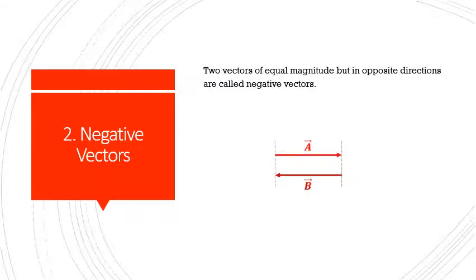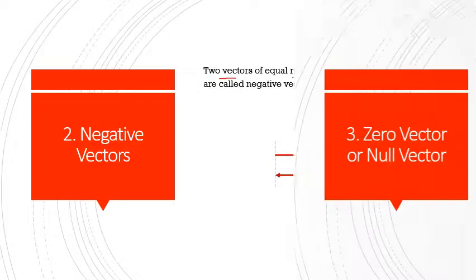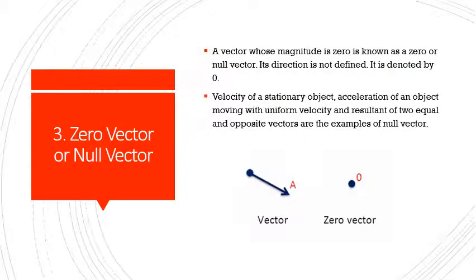Students, this is your second type, negative vectors. What do you mean by negative vectors? Two vectors. I have given the diagram A and B. Okay, two vectors of equal magnitude but in opposite directions are called negative vectors. See, look at the diagram. Both the vectors are having same magnitude but both are specifying opposite directions, isn't it? So this kind of vectors are called negative vectors. Next type is zero vector or null vector.